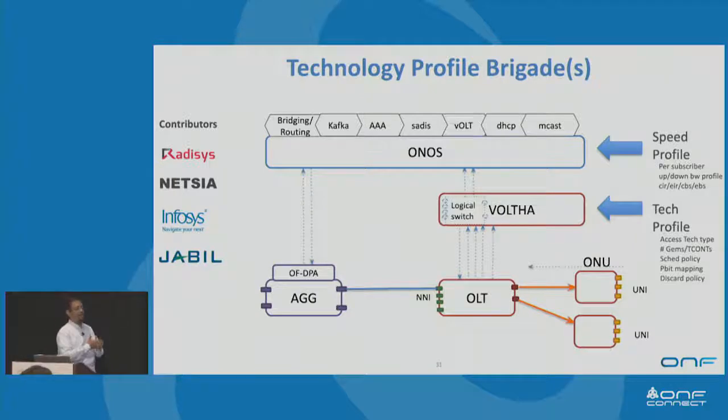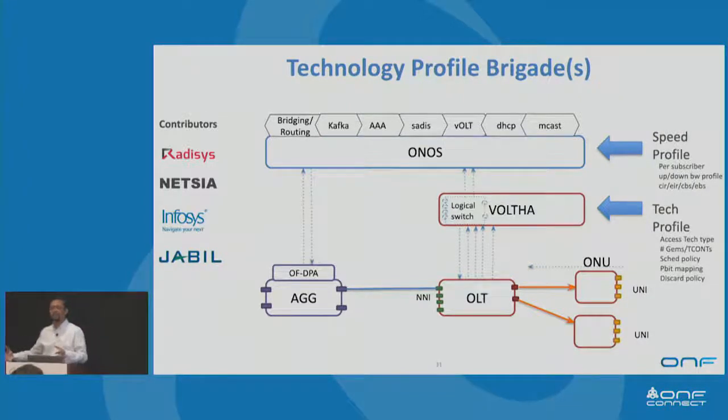The speed profiles are important because this is where a service provider can do per-subscriber bandwidth allocation. Someone has signed up for 50 megabits per second. Somebody has signed up for a gigabit per second. So how do you shape and manage the traffic so that each subscriber gets what that subscriber has signed up for?